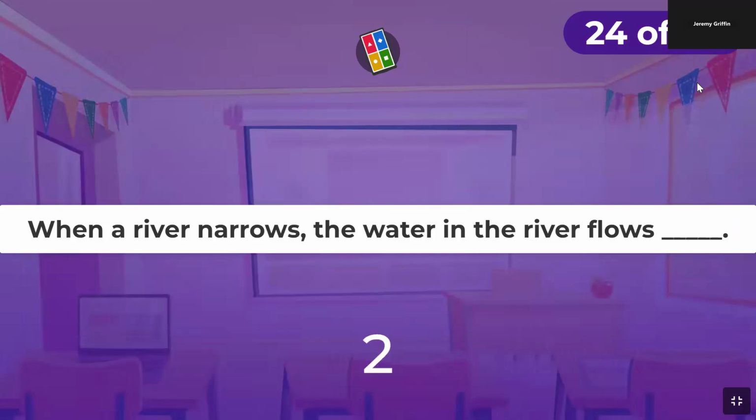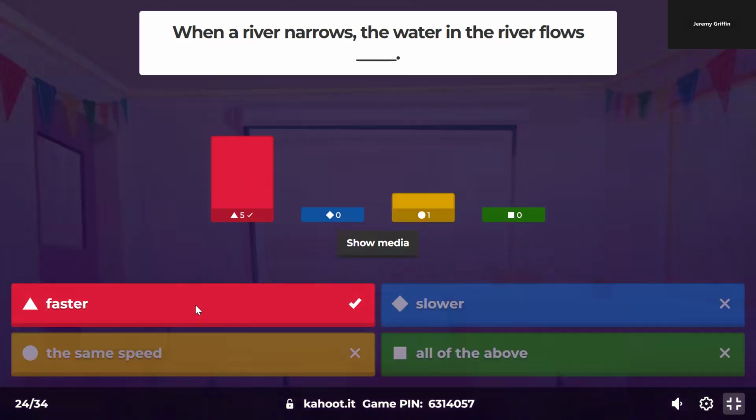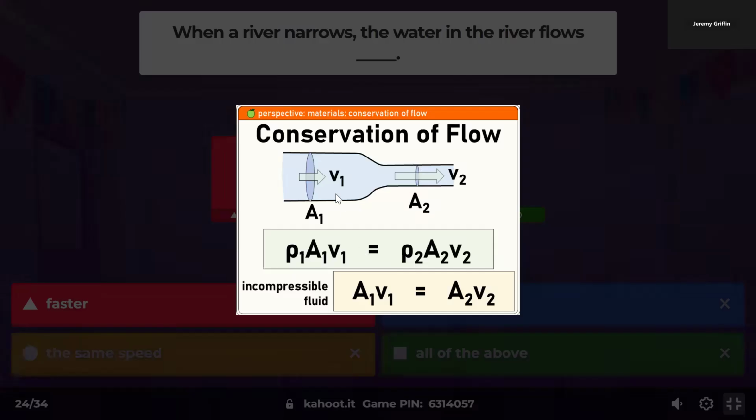River narrows. The water in the river flows. Yeah, the linear speed is faster. So the principle is conservation of flow. So the flow rate's the same, but the linear speed, if you could measure that, it would have to speed up. You guys remember if the pipe system narrows, the water speeds up.